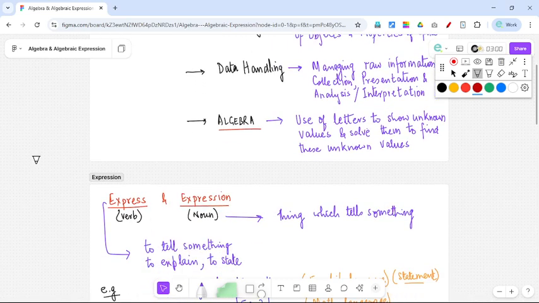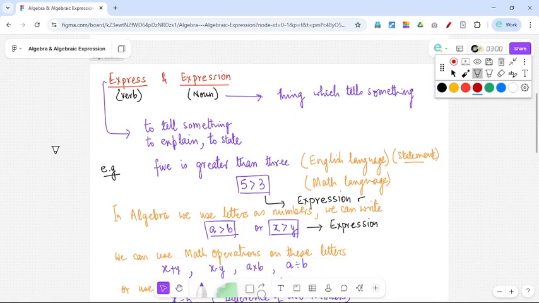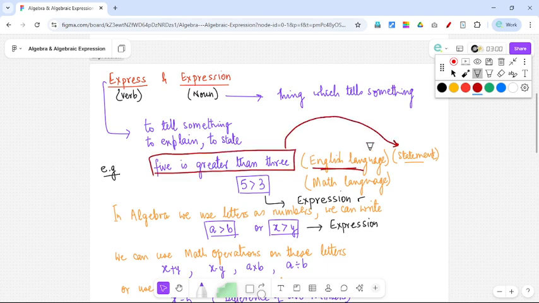Next we will talk about algebraic expression. Expression comes from the word express, which is a verb, and expression is the noun of express. Express means to tell something, to explain, or to state something. For example, in English language, we can express 5 is greater than 3. So this is also an expression, but it is in English language, and we will call this a statement. So we will be using these statements later on in algebra.